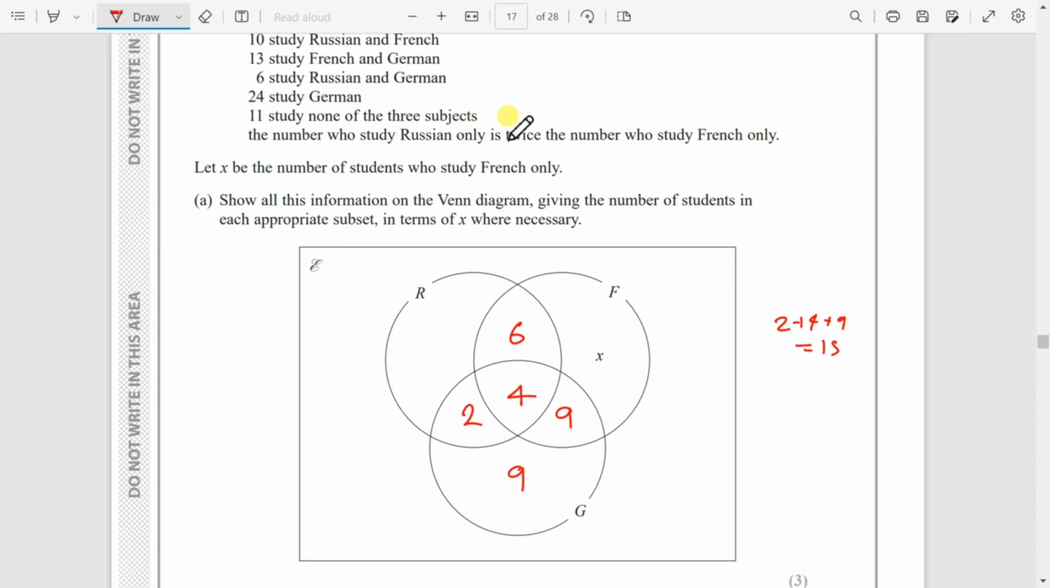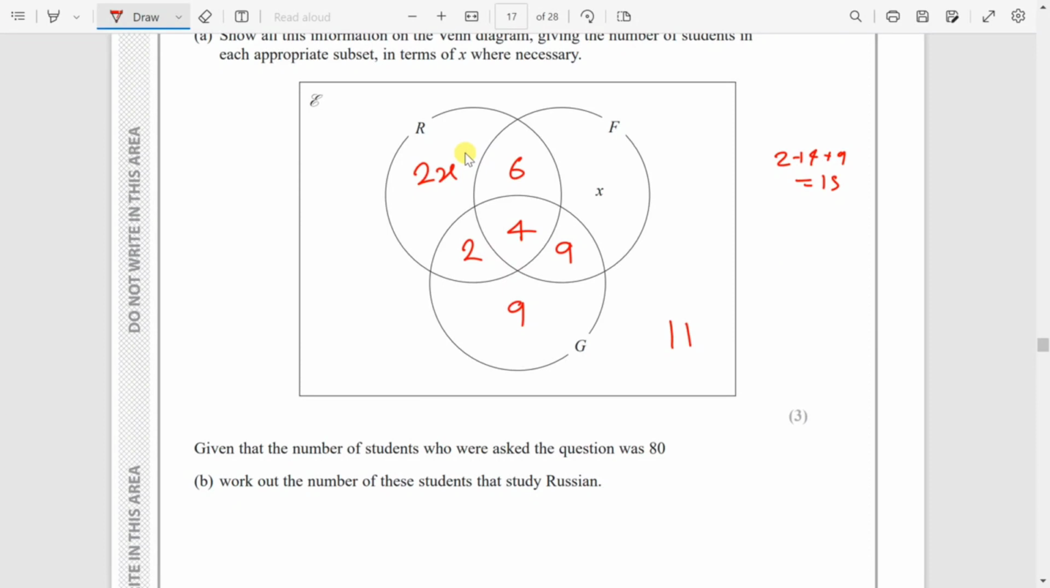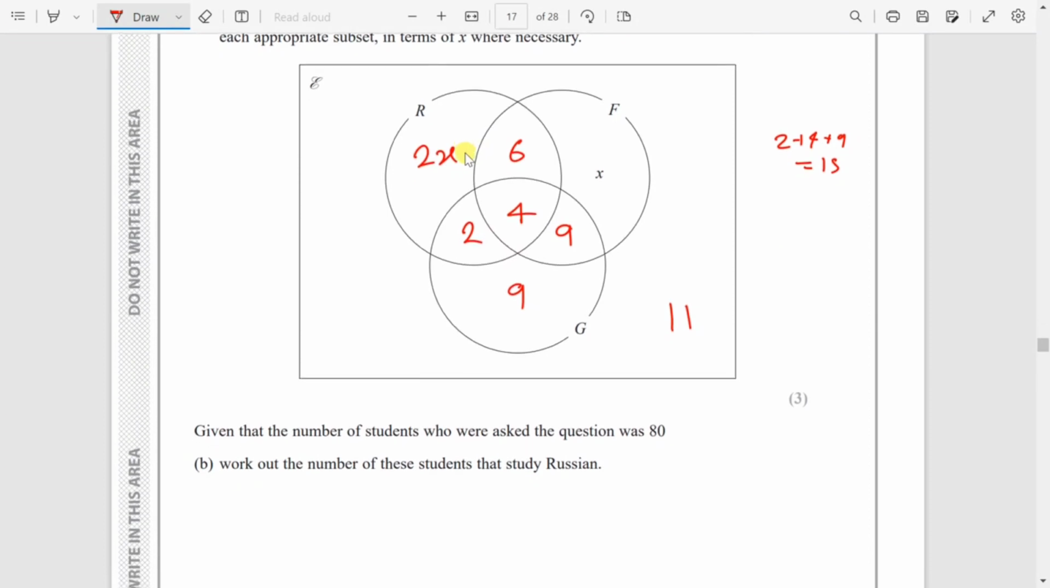11 study none of these 3 subjects. Easy. That just goes right outside the circles, but within the box. And this is an interesting one. The number who study Russian only is twice the number who study French only. So we see French has an X number, so X people study French only. That means Russian is double that. Russian should be 2x. Cool. I like that, it looks quite nice. That's the end of the question, and the end of part A.